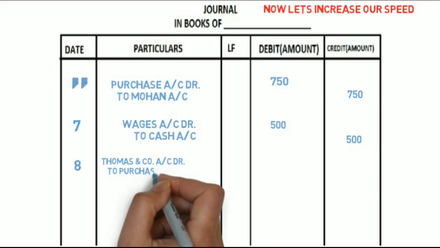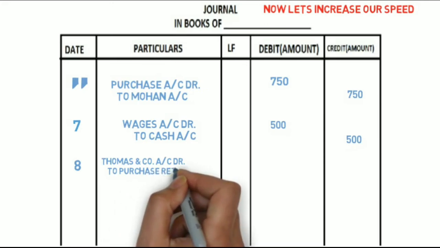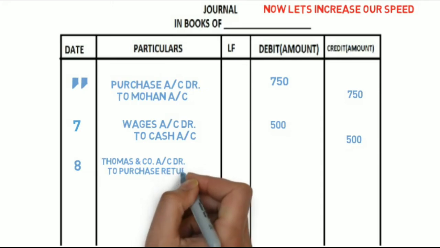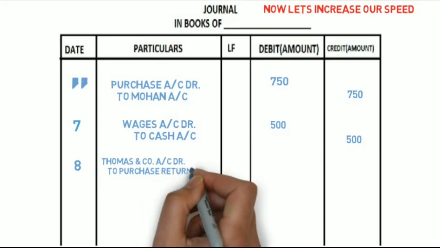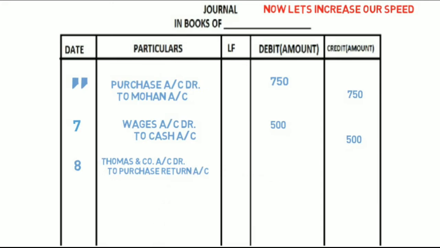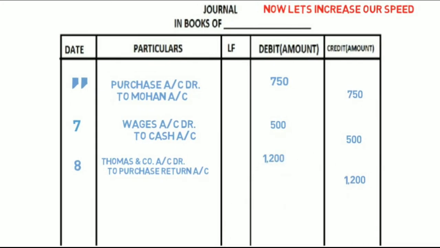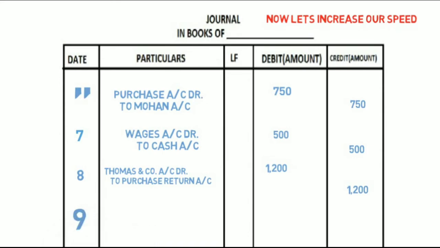Okay, so two accounts reflected here are Thomas and Co and purchase return. So the journal entry will be Thomas and Co account debit to purchase return 1200. And on 9th paid sundry expenses. Accounts reflected here are sundry expenses and cash. Expenses have been increased and asset have been decreased, so sundry expenses account debit to cash account 200.